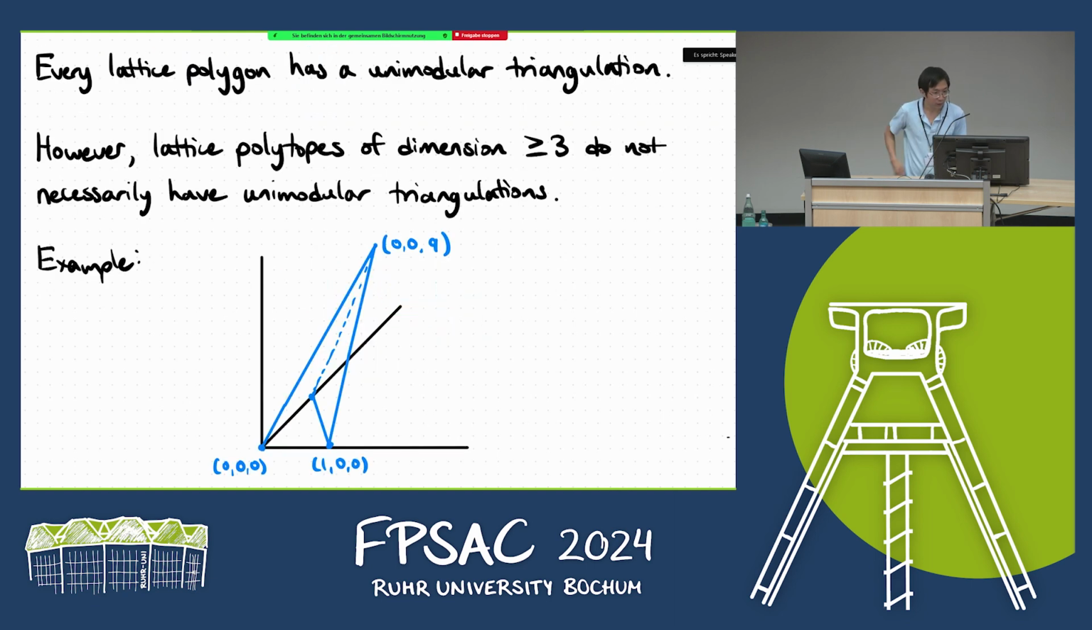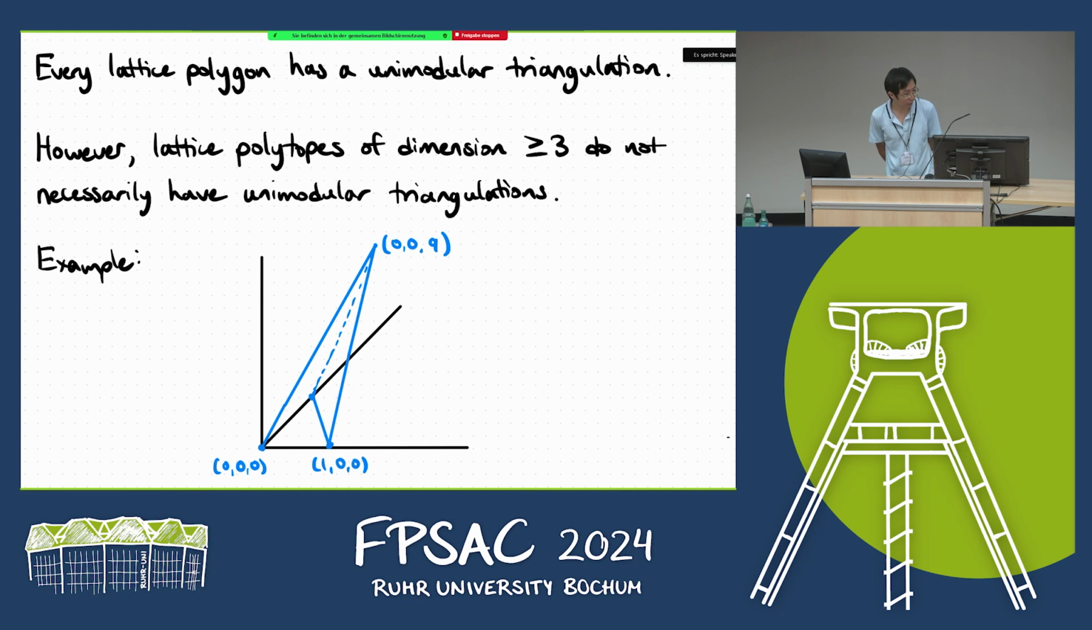So you can prove that every lattice polygon has a unimodular triangulation, and this is essentially due to the fact that you can very easily describe any simplices in R^2, and you can use Pick's theorem to get the area. However, when you go to higher dimensions, it becomes a non-trivial question, and in fact, lattice polytopes do not always have to have a unimodular triangulation.